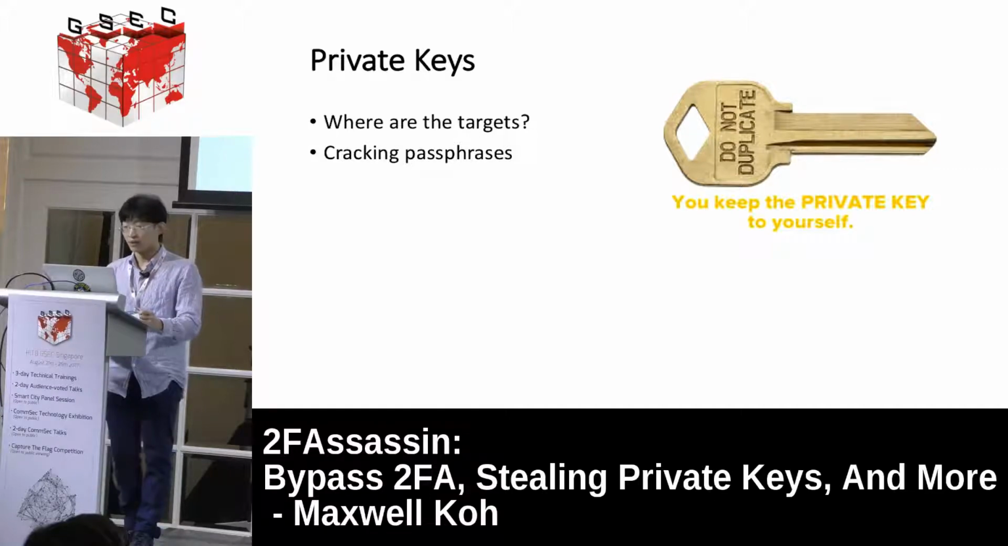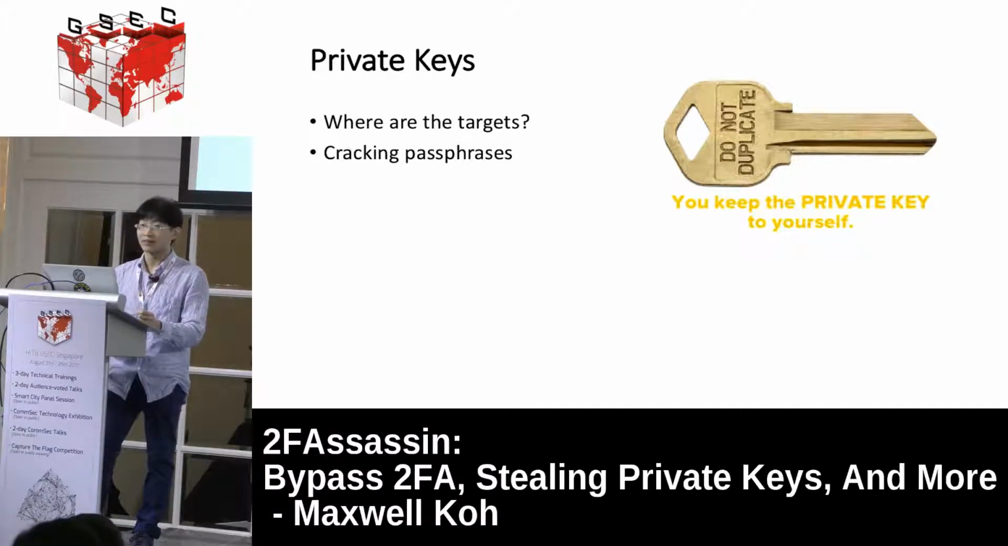Okay, private keys. To get the private keys and bypass the 2FA, you must first locate a target that supports key-based authentication. Most private keys are protected by a passphrase, so after you get the private key, the next thing to do is to crack it before you can use it. Or you can extract it from memory, such as from the SSH agent.